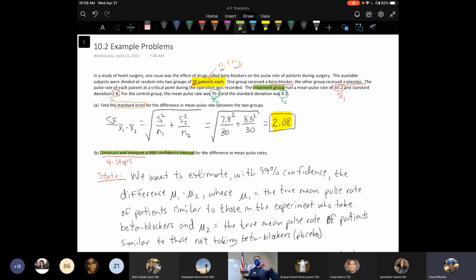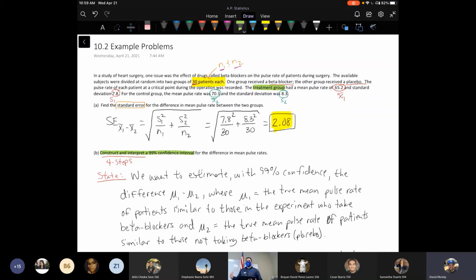Right. This is a study in which we are not randomly selecting the people to participate. We had available subjects and they were randomly assigned treatments. That becomes important. I'll highlight that again later. All right. So part A, find the standard error.